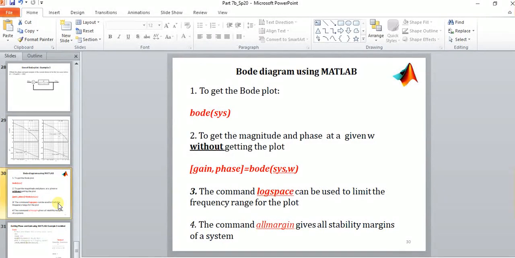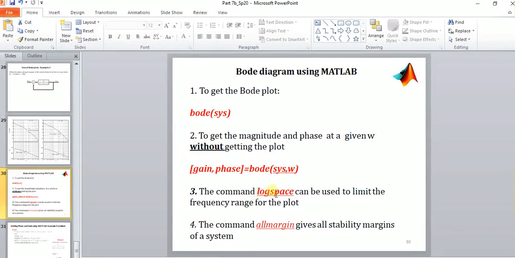Now let us see how to use MATLAB to get the Bode plot. There are different commands available depending on what exactly we want to do. If you want to get the Bode plot, just a plot, then the command is simple. It's called bode(sys), where sys is the system we are going to define. If you want to get the gain and phase at a given omega, that means I know one particular omega value and at that omega value I want to find the gain and phase, then you will use the command [gain, phase] = bode(sys, omega).